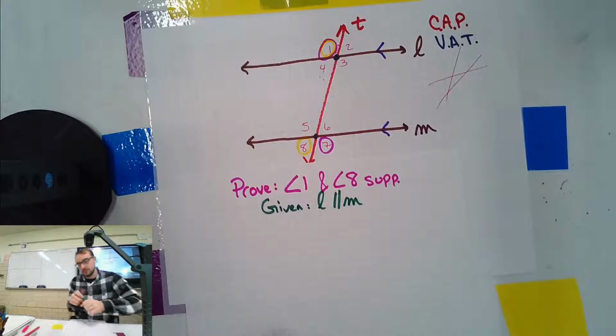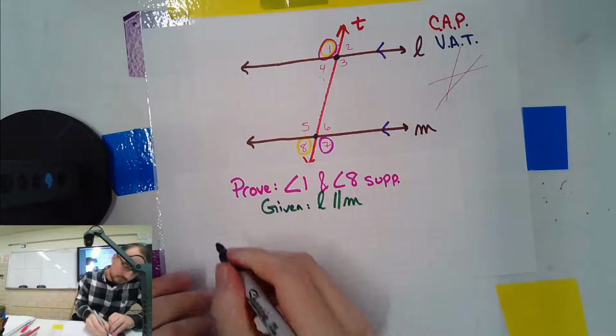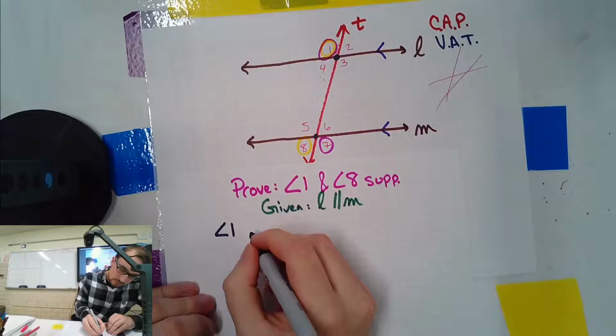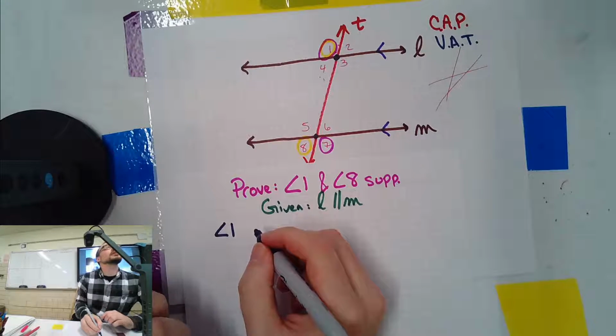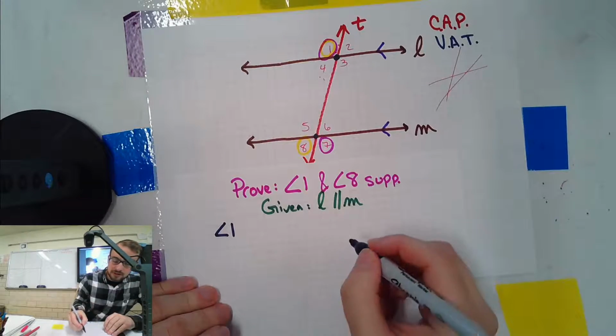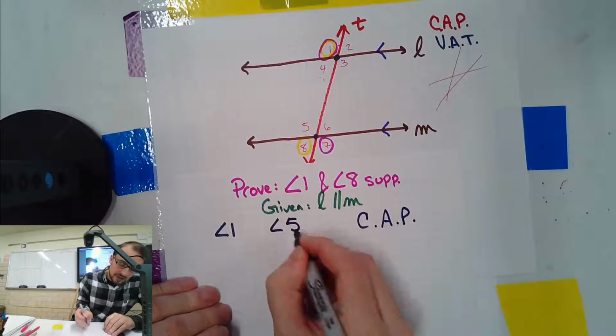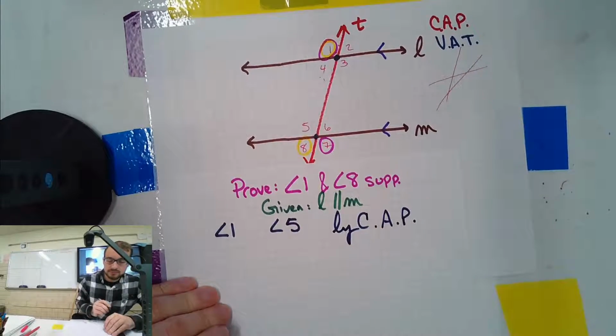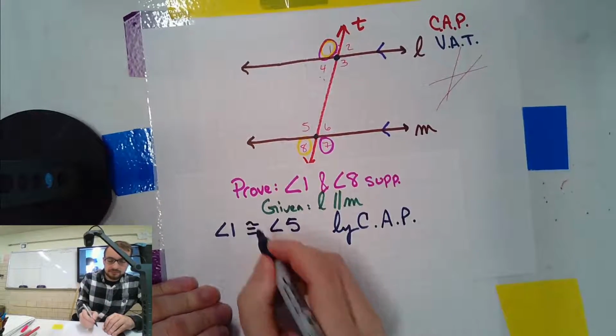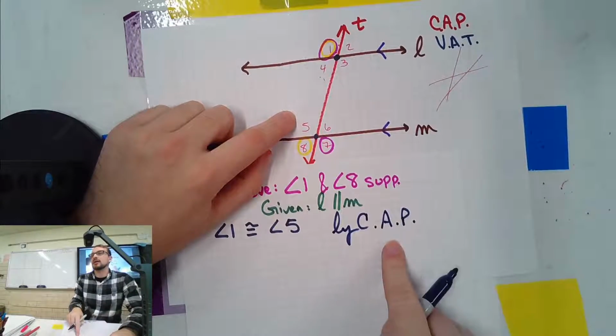Yeah. Okay. So what do you know about angle 1? That it's corresponding with angle 5. Ooh, she's doing it a different way than I did. She's thinking for herself. Well done. So angle 1 is corresponding with angle 5. So we're going to use CAP. So what does that tell you about angle 1 and angle 5? They're the same. They're congruent. 1 is the same thing as 5 by the corresponding angles postulate, right?